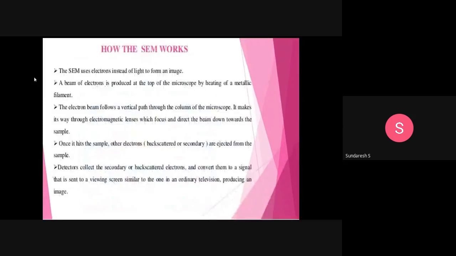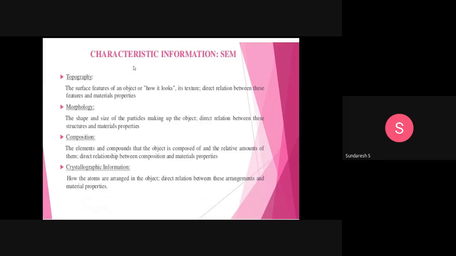Okay. And how this works, we discussed. Now comes the characteristic information of SEM. Topography: the surface features of the object or how it looks, its texture, and the direct relation between these features and material properties. That is the characteristic information you can obtain from topography. Then morphology: the shape and size of the particles making up the object, and the direct relationship between these structures and material properties.